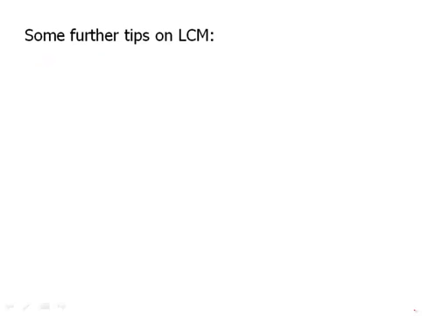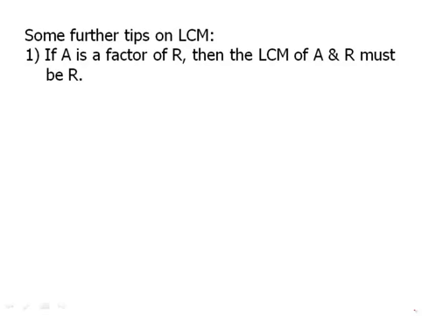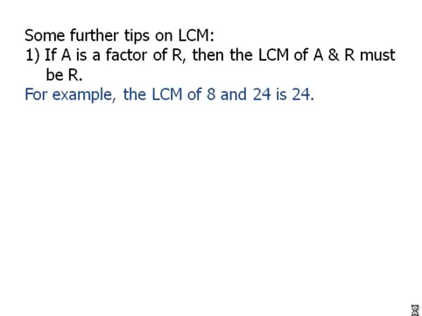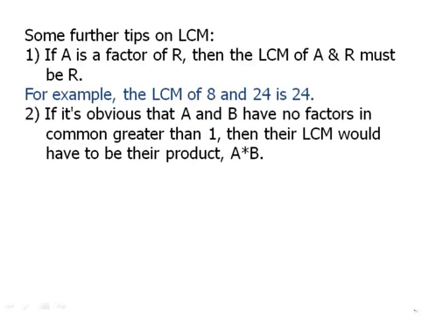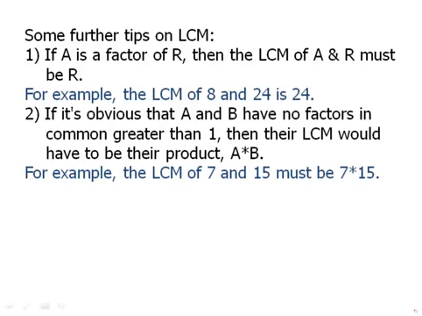Some further tips on the least common multiple. If A is a factor of R, then the least common multiple of a number and its multiple must be R. So for example, the least common multiple of 8 and 24 has to be 24. That's very important. Another important thing, if it's obvious that A and B have no factors in common greater than 1, in other words, the greatest common factor is 1, then the least common multiple would have to be their product, A times B. So for example, the least common multiple of 7 and 15 must be 7 times 15.